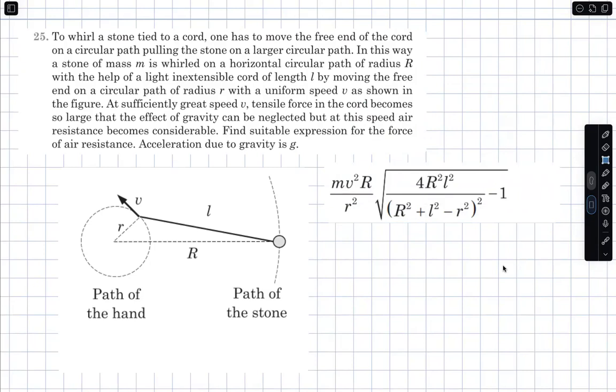To whirl a stone tied to a cord, one should move the free end of the cord on a circular path, pulling the stone on a larger circular path. In this way, a stone of mass m is whirled on a horizontal circular path whose radius is r, with the help of a light inextensible cord of length L, by moving the free end on a circular path of radius R with a uniform speed v. Here you can see, uniform speed v. Right.